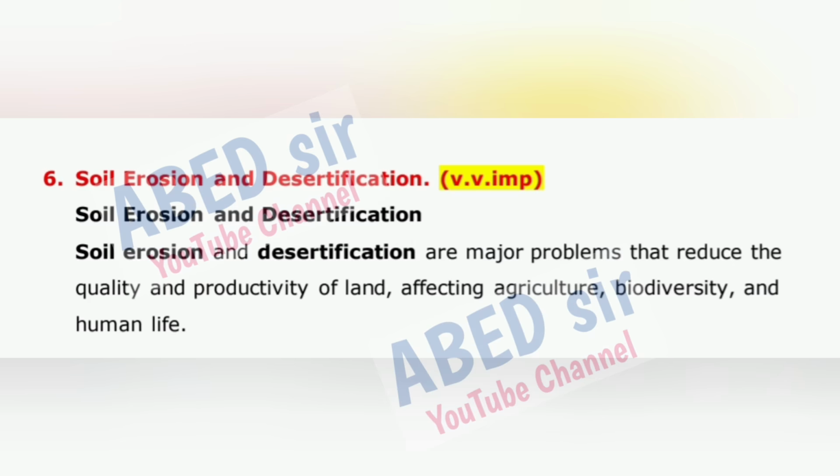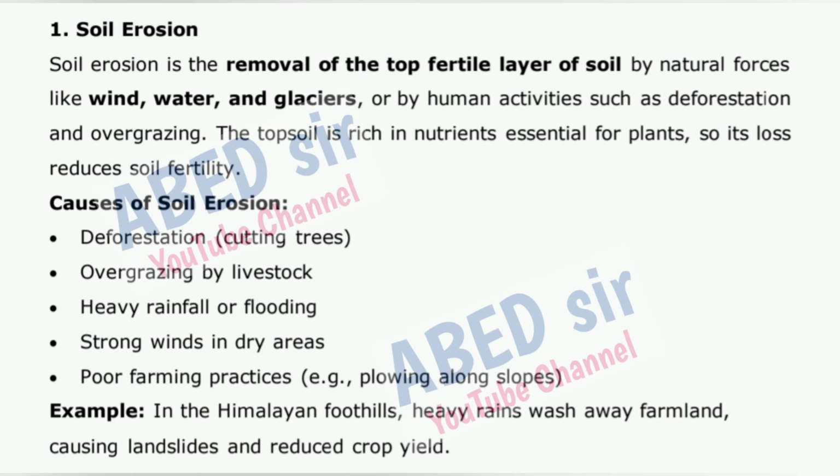Soil erosion and desertification. Soil erosion and desertification are major problems that reduce the quality and productivity of land, affecting agriculture, biodiversity, and human life. 1. Soil erosion. Soil erosion is the removal of the top fertile layer of soil by natural forces like wind, water, and glaciers, or by human activities such as deforestation and overgrazing.